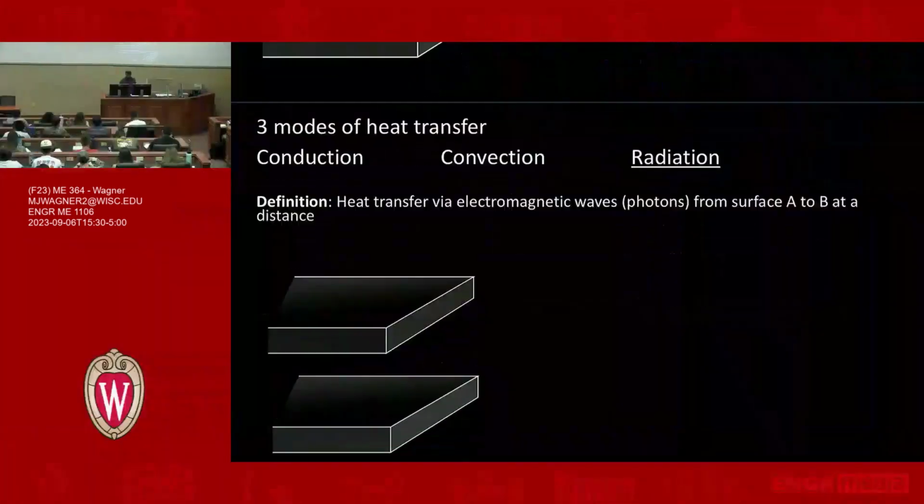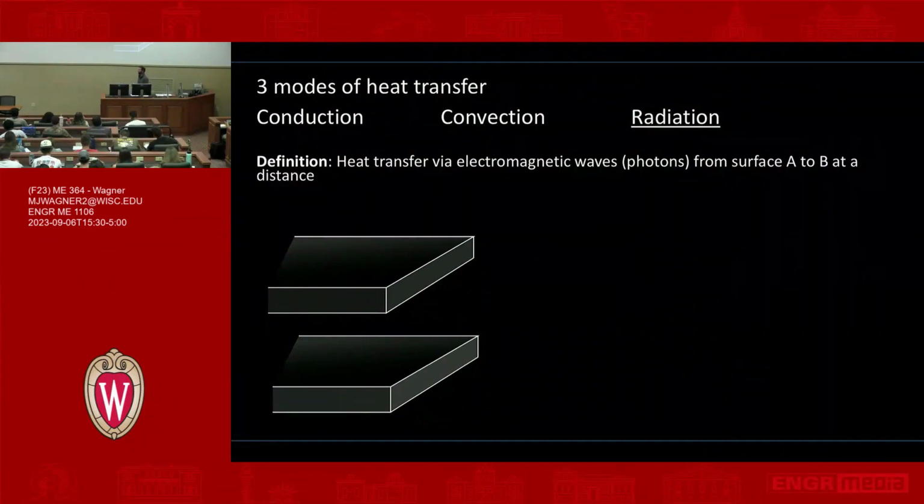Okay, last thing here, radiation. This is our third mode of heat transfer. The definition is heat transfer via electromagnetic waves, photons or whatever, from surface A to surface B at a distance. So this is a very different mechanism. Convection is basically conduction with a little bit of extra stuff going on. Radiation is very different, it's just a different phenomenon. You have a state change of an electron, it emits a photon, that photon just zooms off into space. Eventually, it hits something else, and that causes heat transfer.